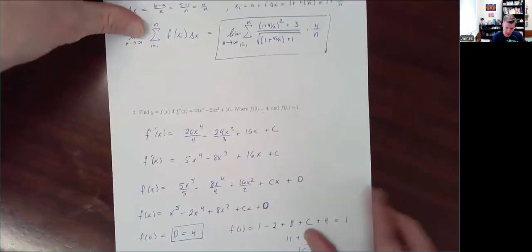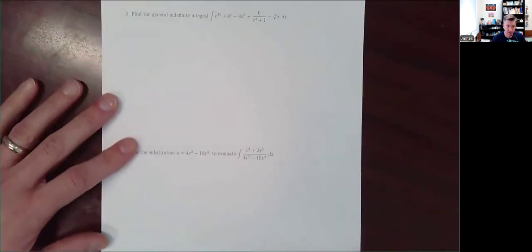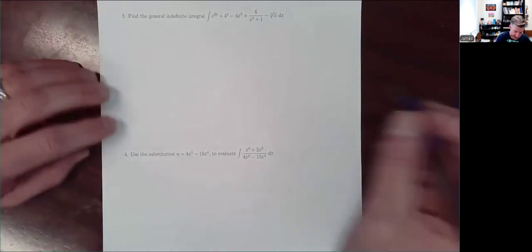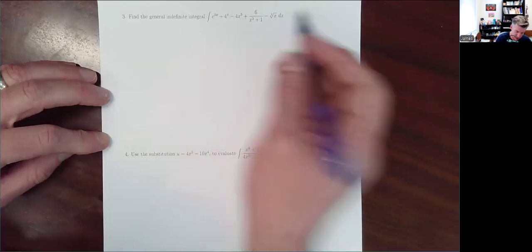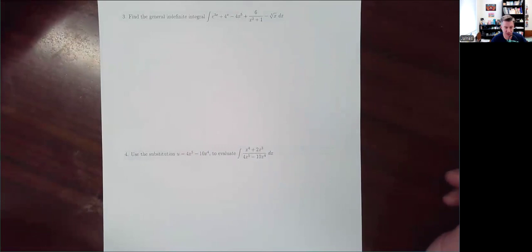Okay. Next problem. Problem 3. Find the general indefinite integral of e to the 3x plus 4 to the x minus 4x to the 5th plus 6 over x squared plus 1 minus the cube root of x. I would maybe do a tiny bit of rewriting, and I feel like this looks just a little bit blurry.